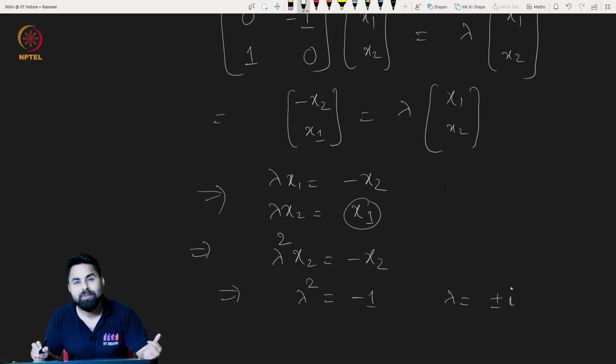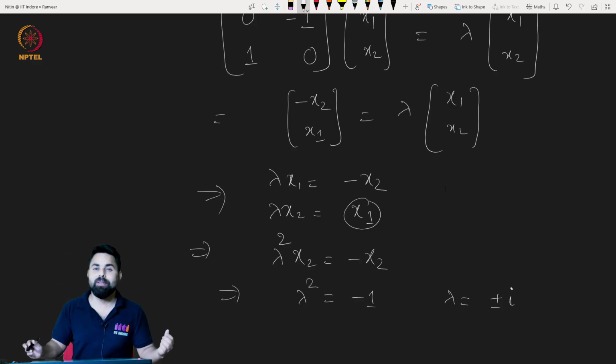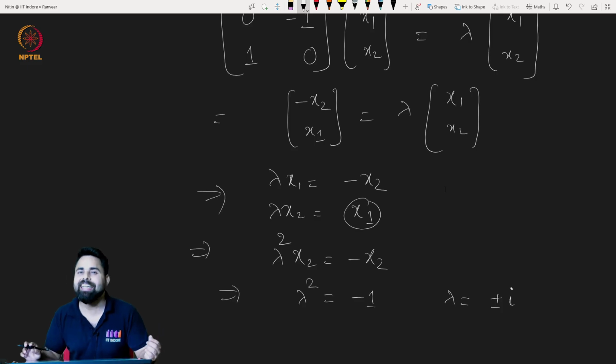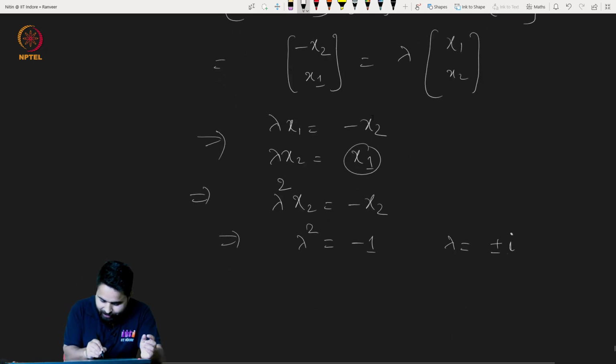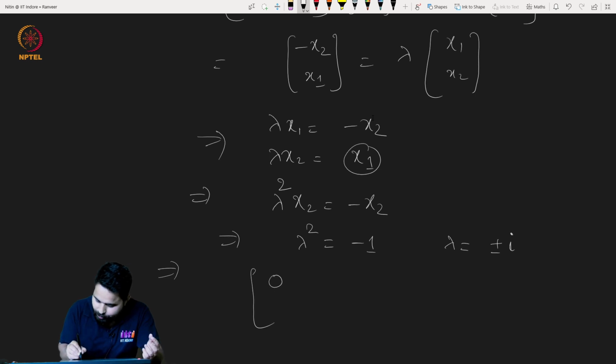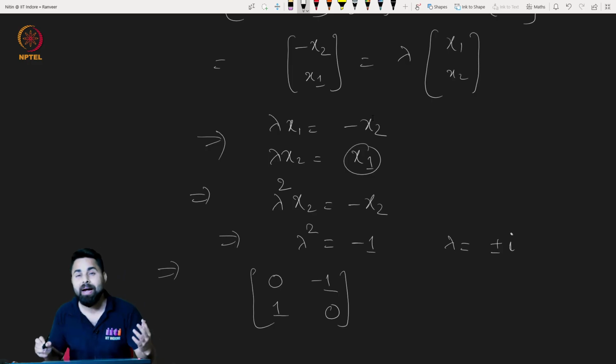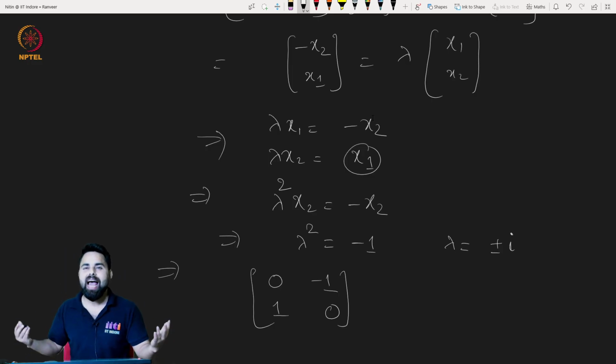So it may not be possible that for every matrix you get real eigenvalues. In fact, if you look carefully at the physical significance of this matrix, suppose this one: 0, -1, 1, 0. This is a matrix which rotates every vector by 90 degrees.